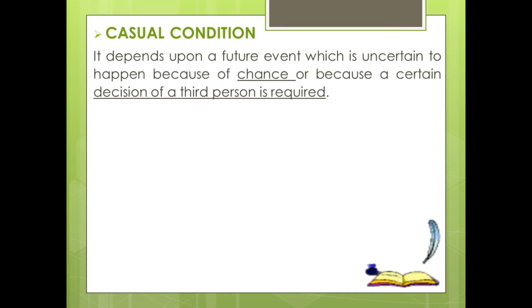Then we have casual condition. It depends upon a future event which is uncertain to happen because of chance or because of a certain decision of a third person which is required. For instance, if I include my neighbor or my husband in the payment of the purchase price, that is a casual condition.